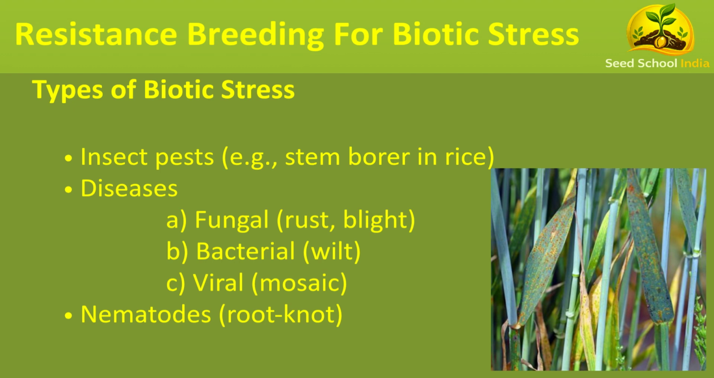Biotic stress can be broadly classified into different categories. First, insect pests such as stem borer, aphids, and bollworms feed on plant tissues and reduce productivity. Second, diseases caused by fungi, bacteria, and viruses are very common. For example, rust in wheat, bacterial wilt in vegetables, and mosaic viruses in pulses. Third, nematodes are microscopic organisms that attack plant roots and disrupt nutrient uptake. Each type of stress requires specific strategies for management and resistance breeding.